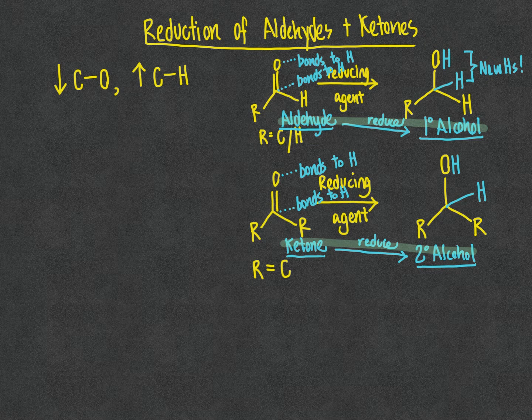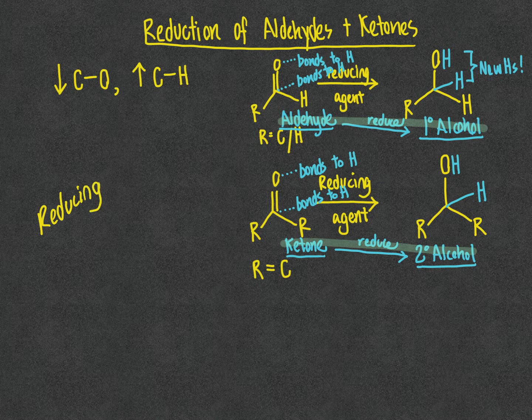Now, we've talked so far generally about reducing agents. That is, reagents that we can bring into the chemical reaction mixture that will allow us to convert the carbonyl group of an aldehyde or ketone into an alcohol group of a primary alcohol or a secondary alcohol. What can we use as our specific reducing agents?